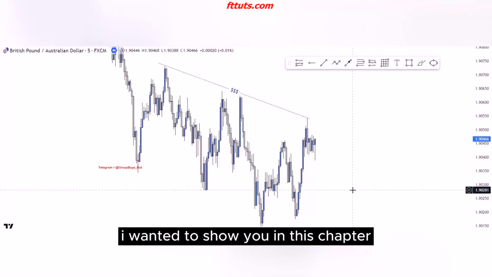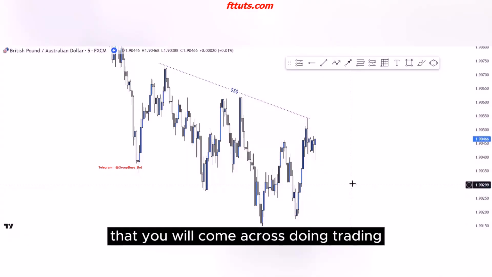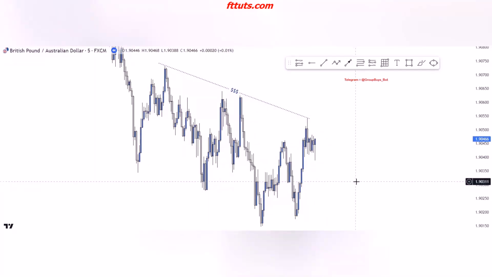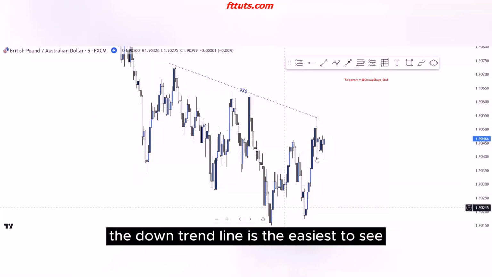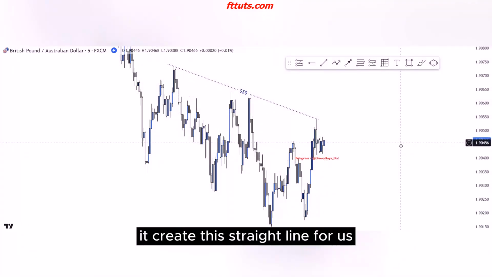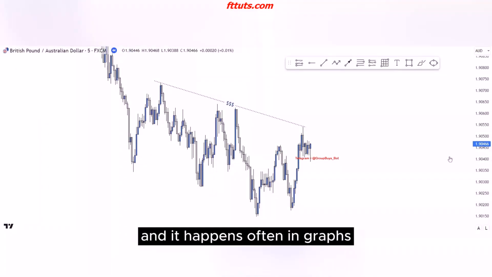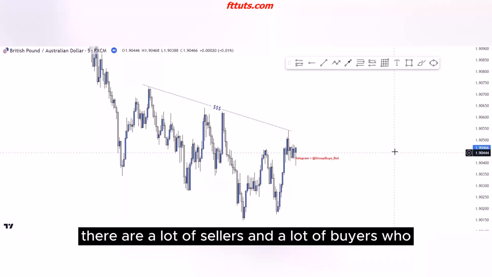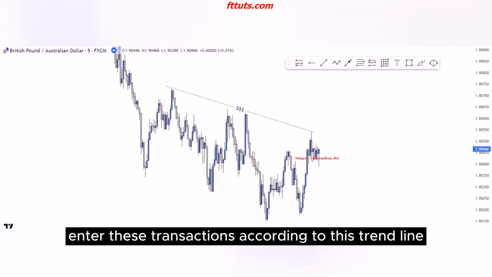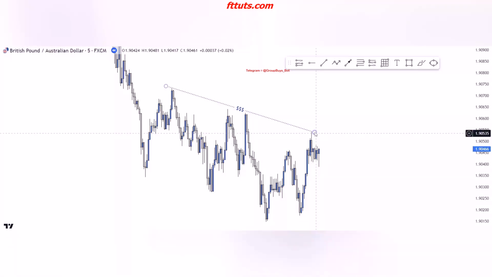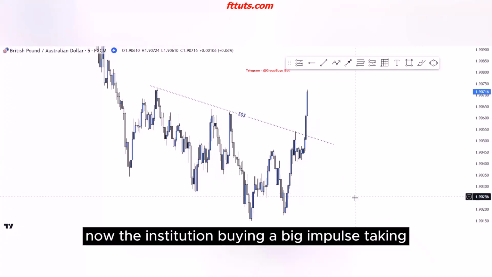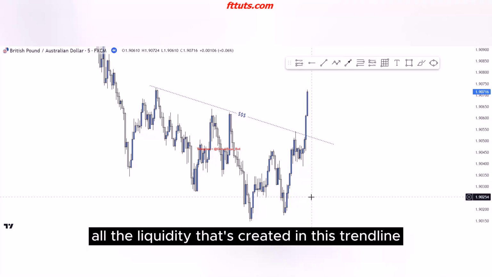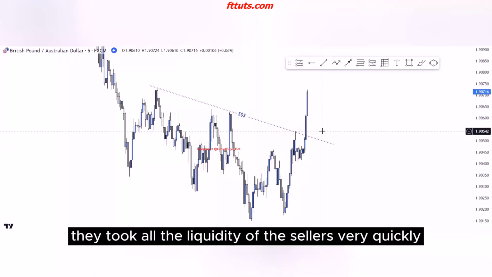I wanted to show you in this chapter several examples of liquidity that you will come across during trading. This example is quite clear. The downtrend line is the easiest to see. It creates this straight line for us. It's very easy to recognize and it happens often in graphs. There are a lot of sellers and a lot of buyers who enter these transactions according to this trend line. But look what happened here. The institution bought in a big impulse, taking all the liquidity that's created in this trend line. They took all the liquidity of the sellers very quickly.